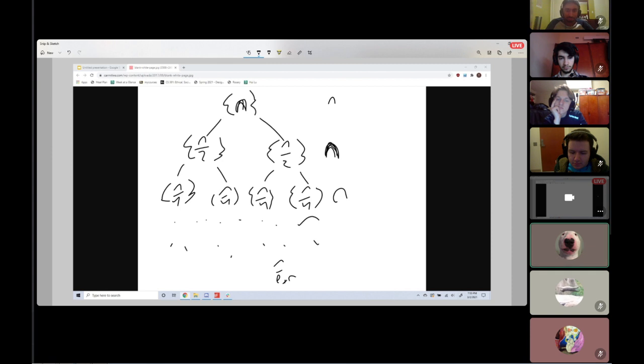So how far down is this tree going to go? That's a question. So you guys could just say the answer if you know. If we continue down and down and down, what's the height of this tree going to be if we keep dividing n by 2?